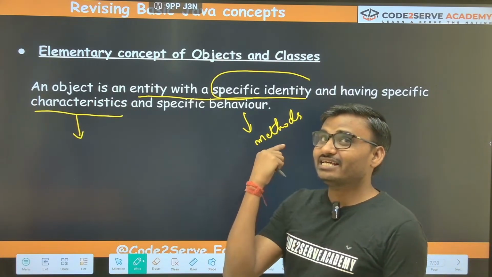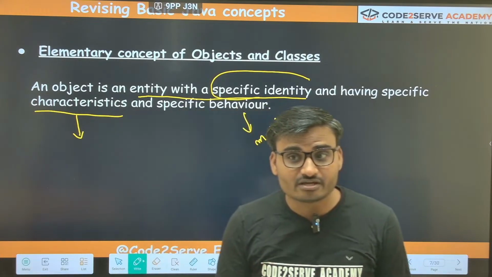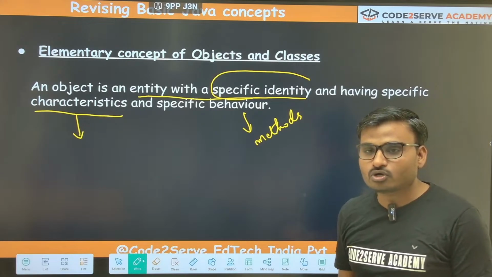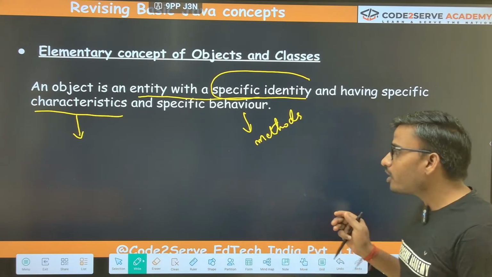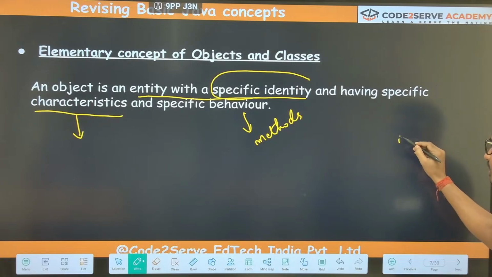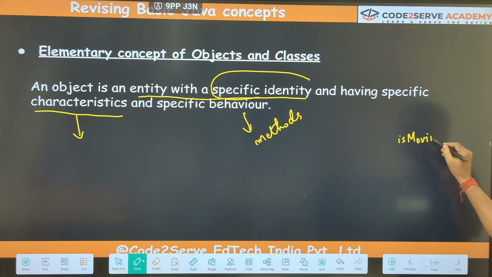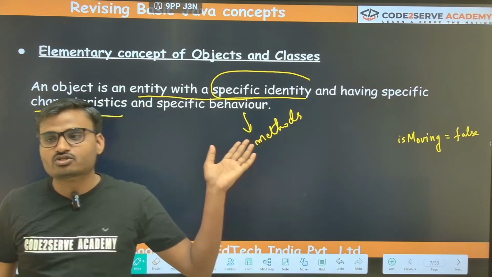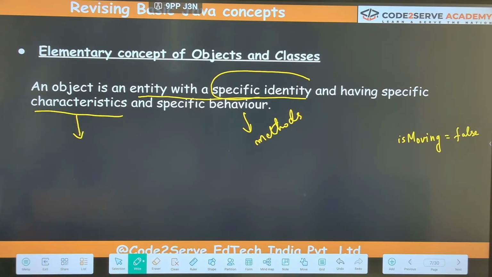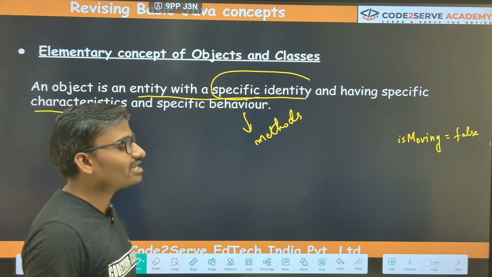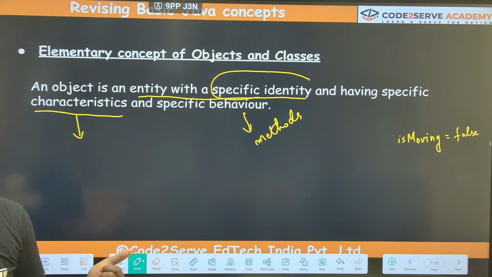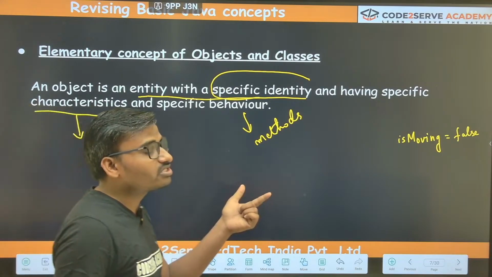If I say, is the fan moving? What will you say, true or false? Got my point? If I say, you look up and see, is the fan moving? So one variable is there, like you can assume it as isMoving, and if I make it false, this becomes the characteristic of that class. Suppose I have made a fan class, and that fan class has one characteristic that tells us whether it is moving or not moving. Got it? So that becomes the characteristics.